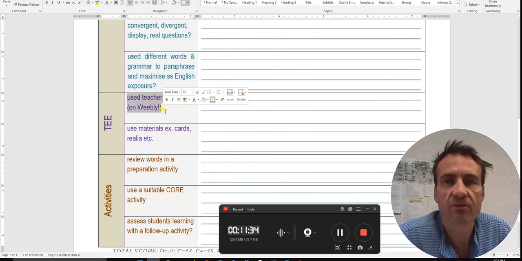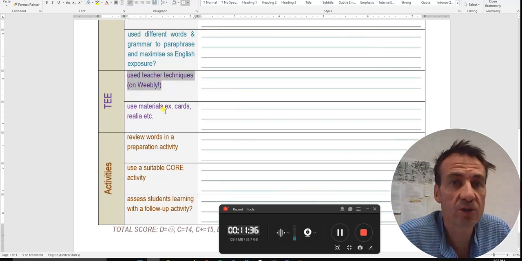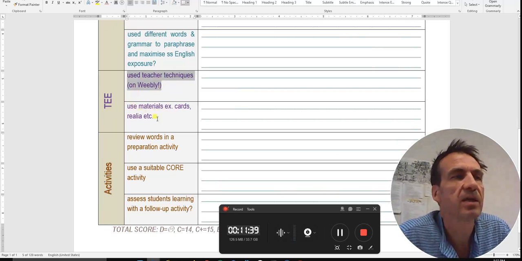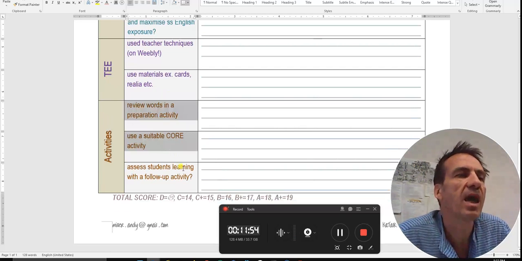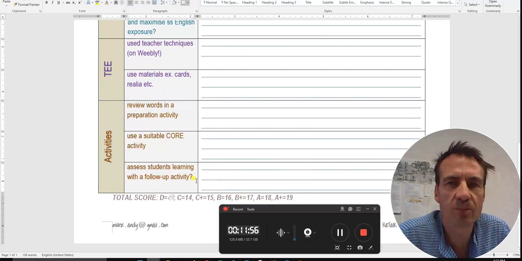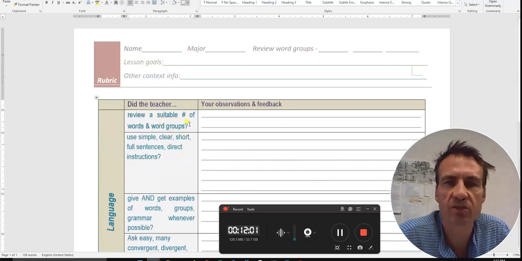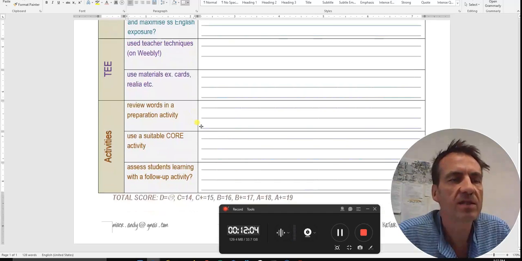Teacher techniques from the teacher toolbox. Are you using them? Have you thought about them? Different materials to keep your lesson visual. I love to see cards especially, so it could be color cards with letters, numbers, words, parts of words if you cut them up. And the activities, are they suitable to your class goals, to the words that you're trying to review? So this is the important part of your micro lesson.